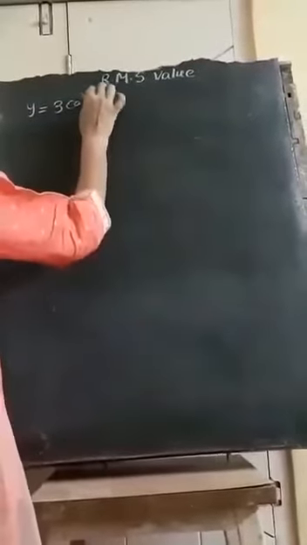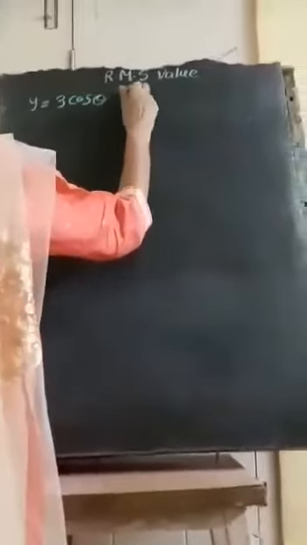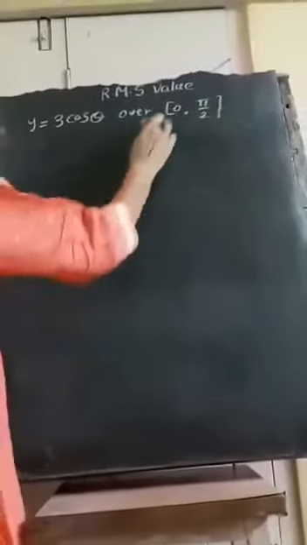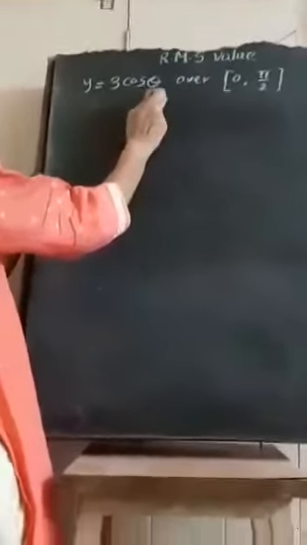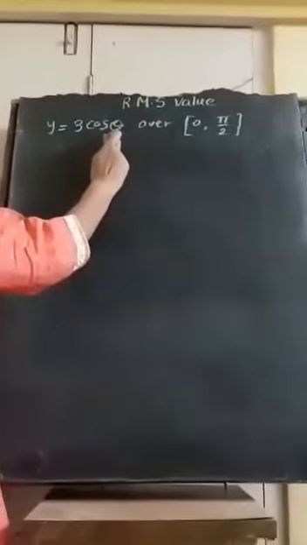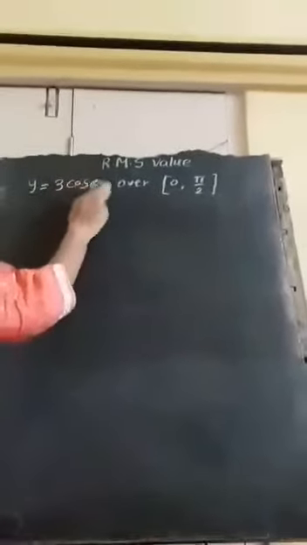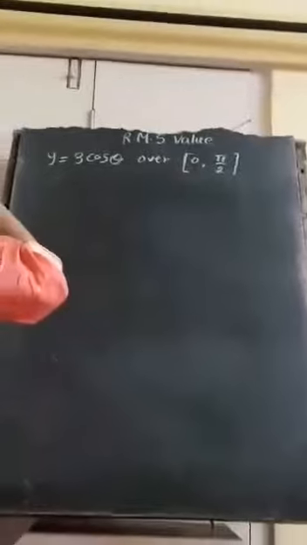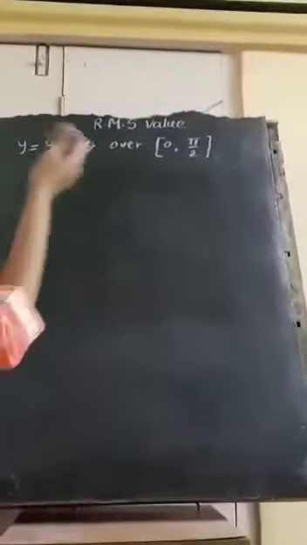Okay, so I will take RMS value of y is equal to 3 cos theta over 0 to pi by 2. So here the range is given. Anyway, if the range is not given, what is the formula of T? It will be 2 pi upon p, p will be 1 in this case. So the complete period is 2 pi. But they are saying to calculate over 0 to pi by 2. So we will be doing this.